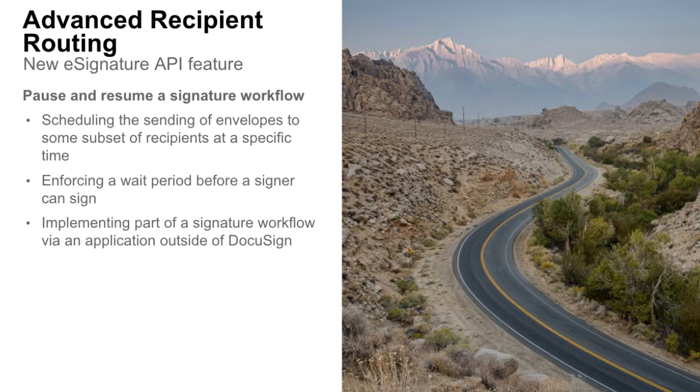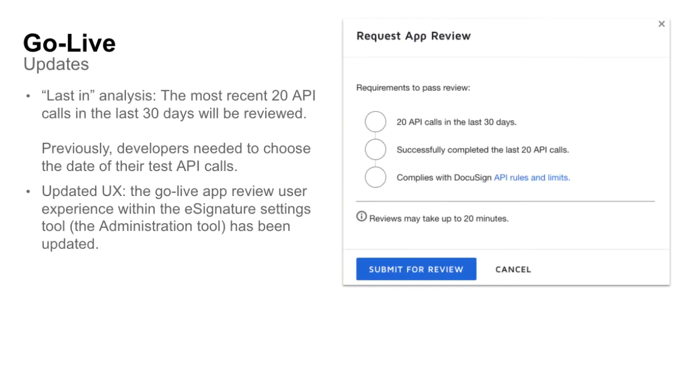then resuming the workflow. We've updated the Go Live process with two changes. First is a new last-in analysis. Now your application's most recent 20 API calls within the last 30 days will be reviewed for compliance. We no longer ask you to set a date for your test API calls. We've also updated the Go Live application review user experience.